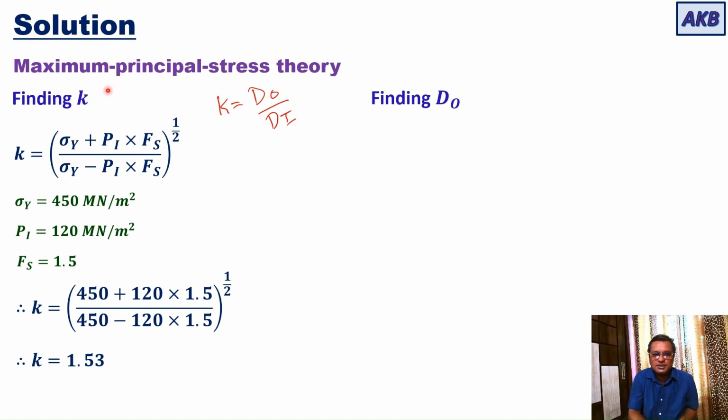So that ends our first step. The objective of the first step was to get K, and now we have got the value of K. According to maximum principal stress theory, it comes out to be 1.53. Now the next step is finding Do, and for that we are going to use the definition of K.